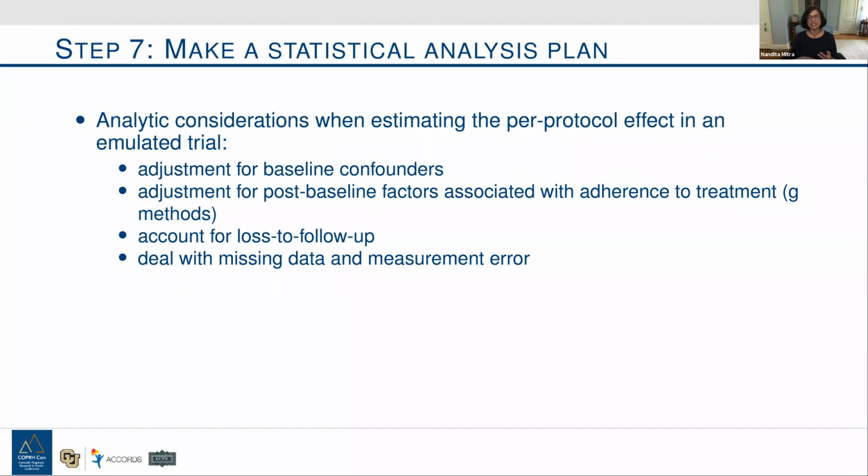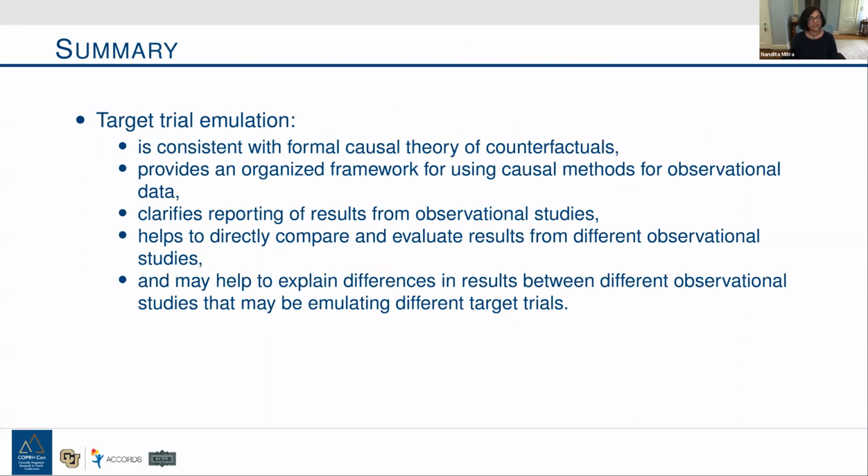You want to think about adjusting for baseline confounders, and adjustment for post-baseline factors associated with adherence to treatment. So you might want to use some G-computation methods. You need to think about accounting for loss to follow-up and censoring. You have to think about how to deal with missing data, whether the missing data are informative or not. And you also need to think carefully about measurement error. So step 7 is after you go through all those other 6 steps, really to be able to get causal inference from your observational study.